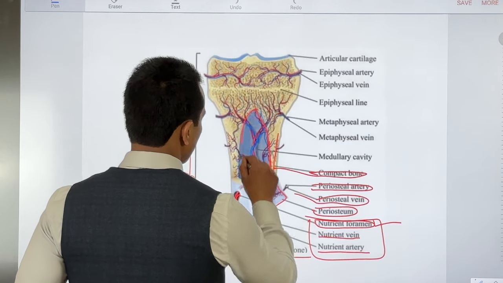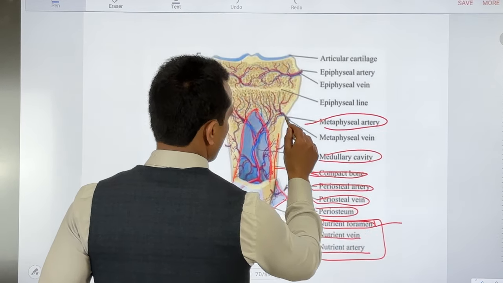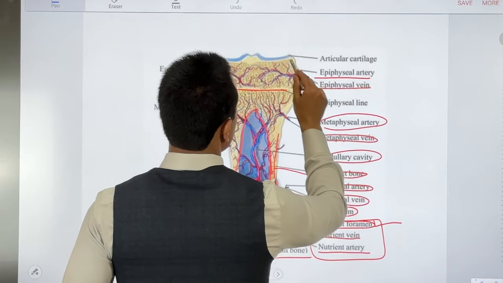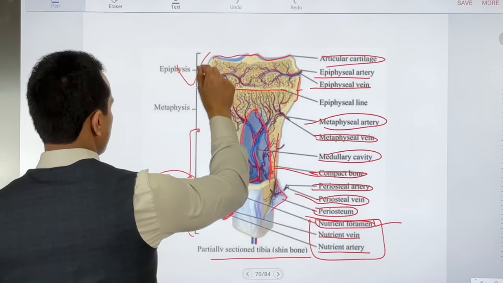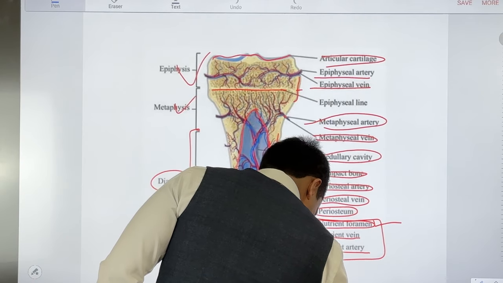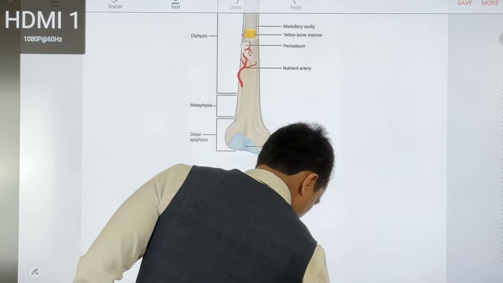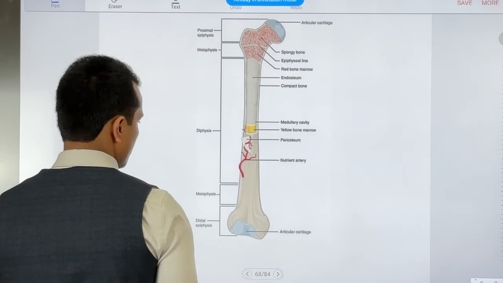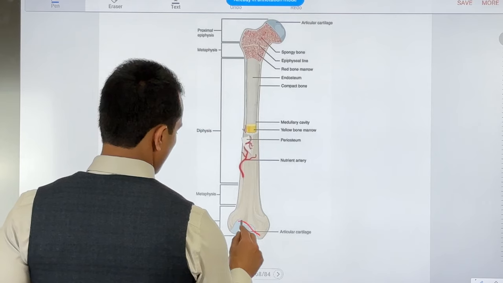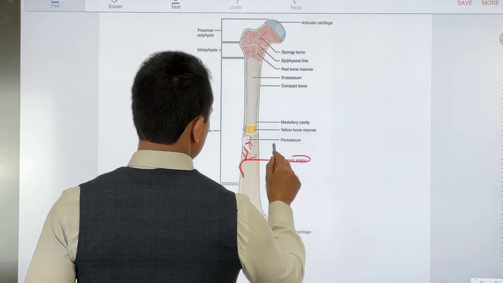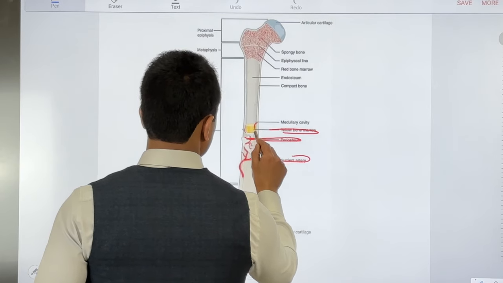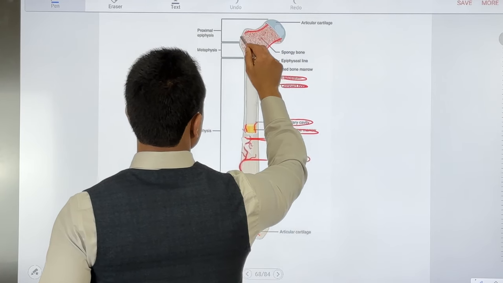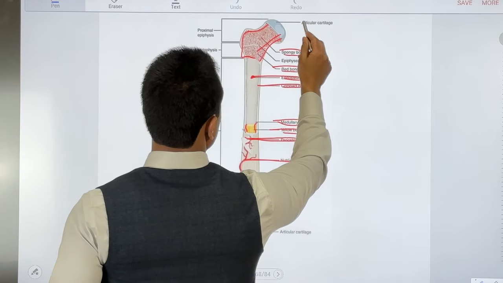And inside you can see this cavity is called the medullary cavity, and this is the metaphyseal artery which supplies the metaphysis, this is the metaphyseal vein, and here you can see the epiphyseal plate, and this is the epiphyseal vein, the epiphyseal artery, and this cartilage, I have told you, is called articular cartilage. This is the epiphysis, this is the metaphysis. Another very important structure. Here you can see the articular cartilage, the distal epiphysis, this is the nutrient artery, this is the periosteum, this is the yellow marrow inside the medullary cavity, this is your compact bone, inside is the endosteum, this is the red marrow inside the spongy bone in the epiphysis, and this is the spongy bone inside, this is the articular cartilage.